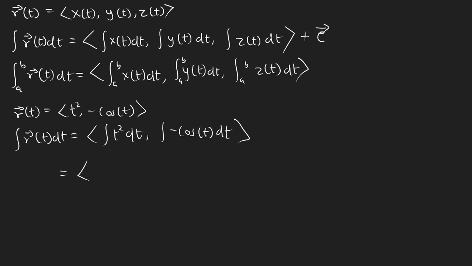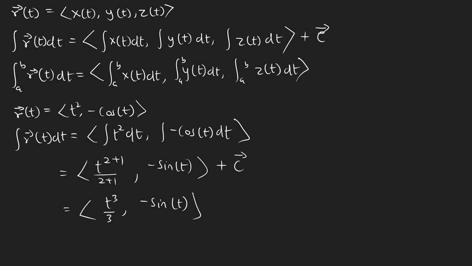I take the integral of t squared, that gives me t to the power 2 plus 1 divided by 2 plus 1, and the integral of minus cosine of t gives us minus sine of t. Then let's bring in the constant of integration. Now let's further simplify this. I'm going to have t to the power 3 divided by 3, then minus sine of t, and then the constant of integration, which is a vector in this case. So this is it.